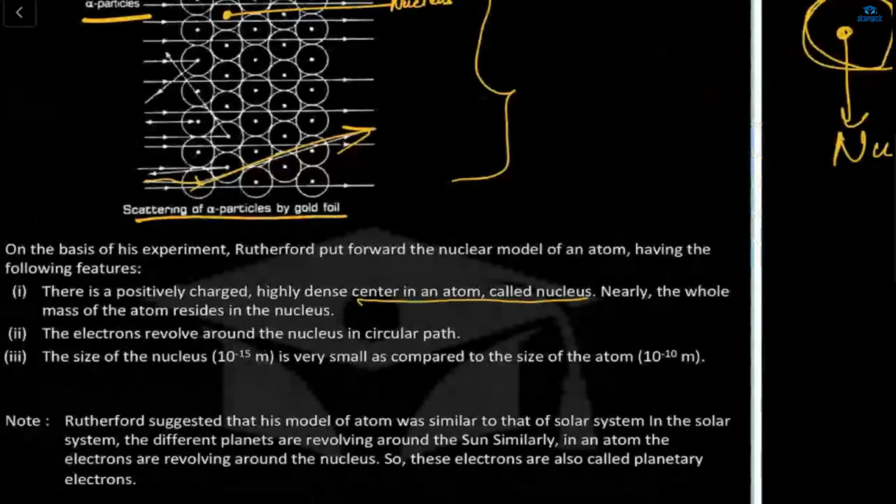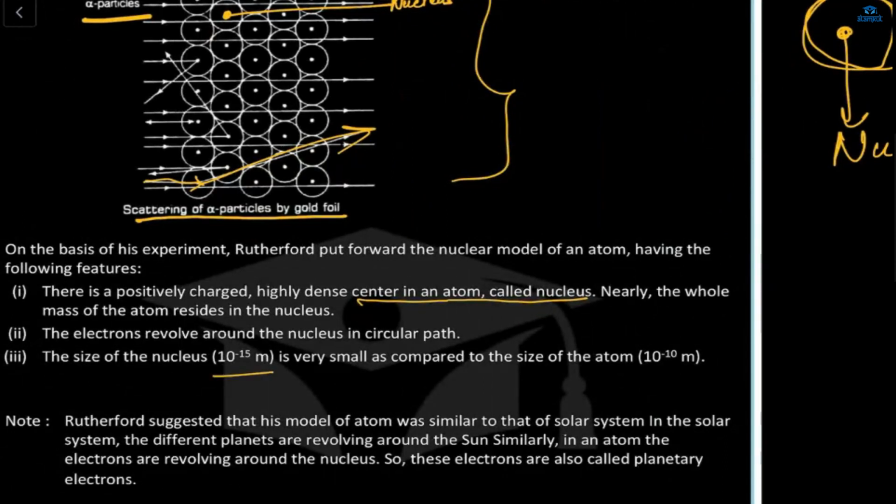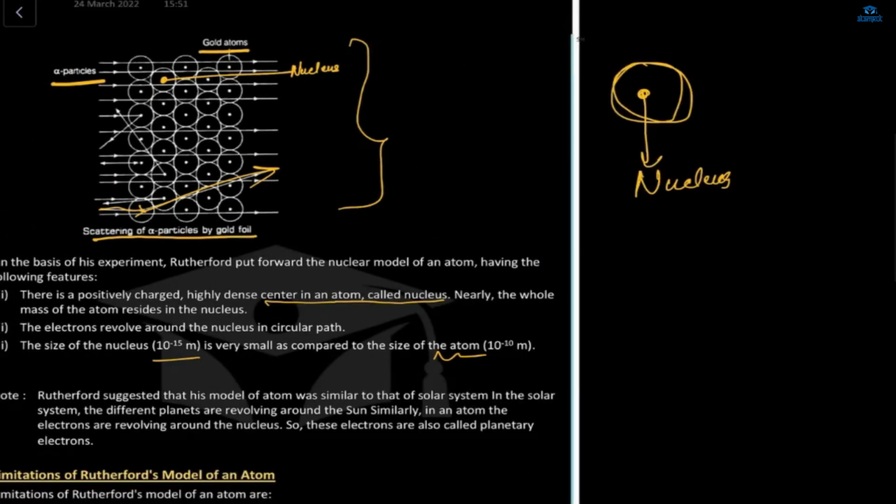So now what is the third point? Here the size of the nucleus is 10 to the power minus 15 m, which is very small as compared to the size of the atom. This is having the size of 10 to the power minus 15 m, and as compared to this, my atom is having 10 to the power minus 10 m, meaning the size of the nucleus is very small as compared to the size of the atom.